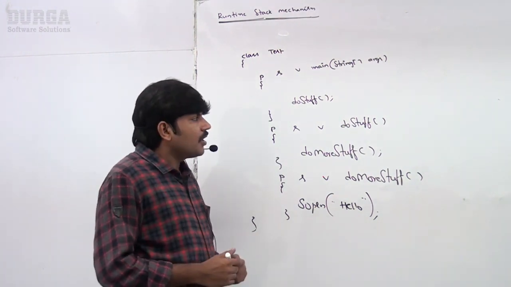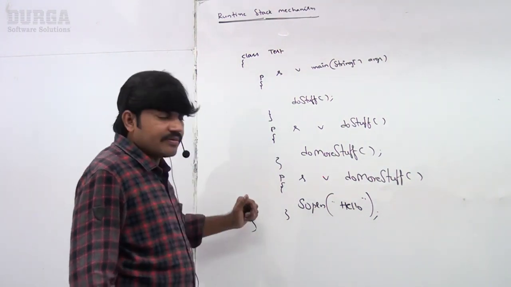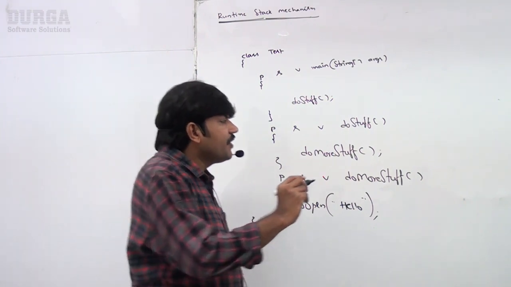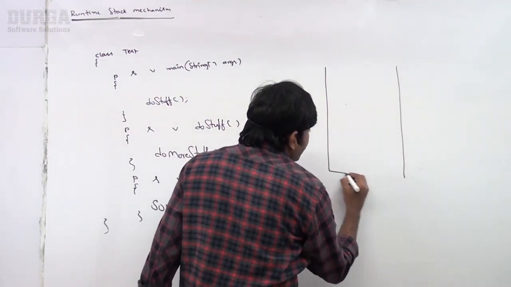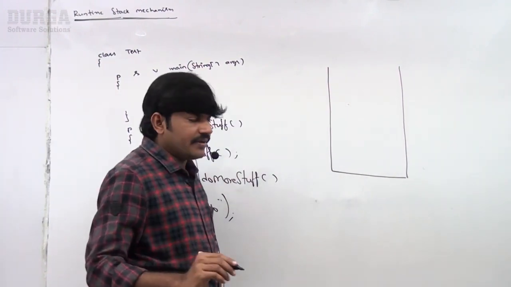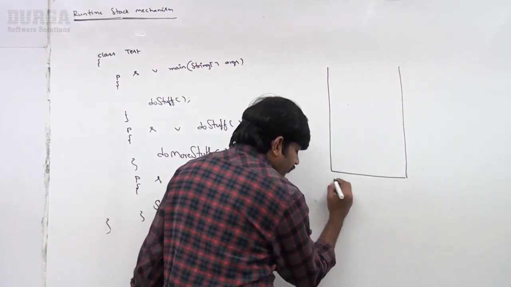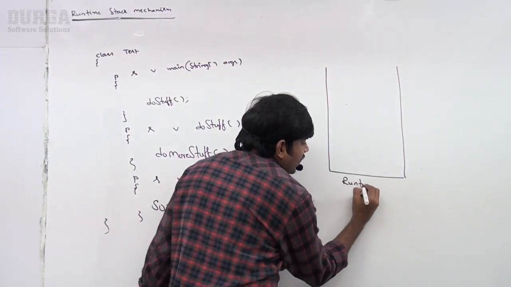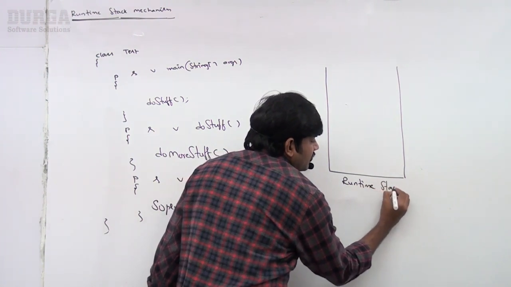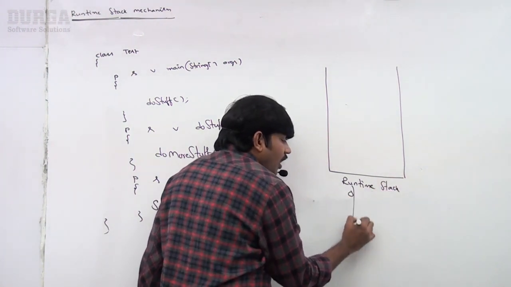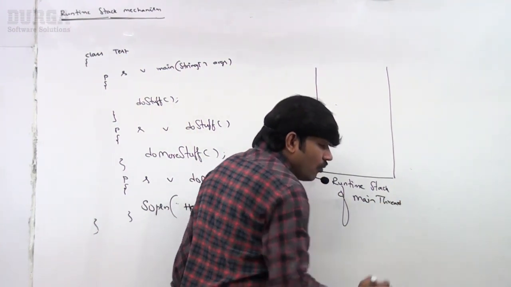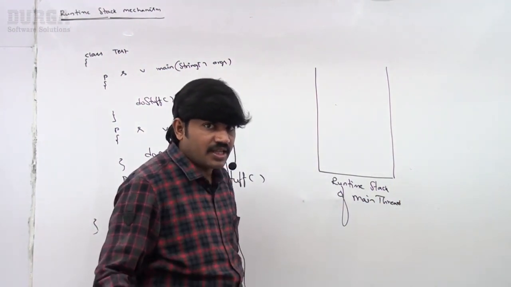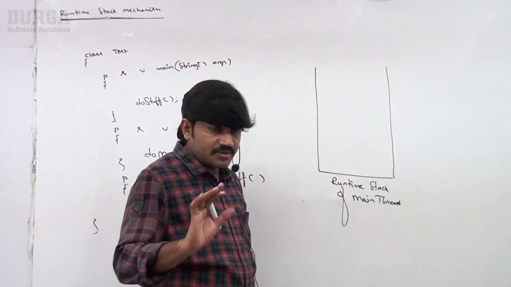Now for the main thread, for every thread, JVM will create one empty stack, one runtime stack. This is the runtime stack of the main thread. Remember this. Who creates this? JVM is responsible for creating this runtime stack.